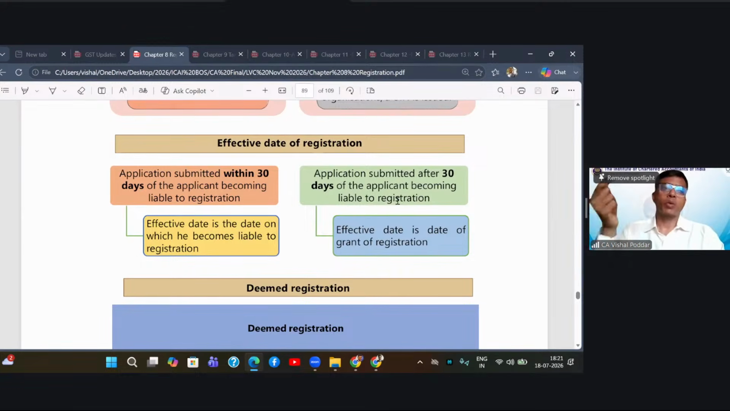Now, what if you have applied voluntarily? In case where you have applied voluntarily, anyways, there is no question of 30 days window. So in that case, your effective date of registration will be the date on which the registration is granted to you.